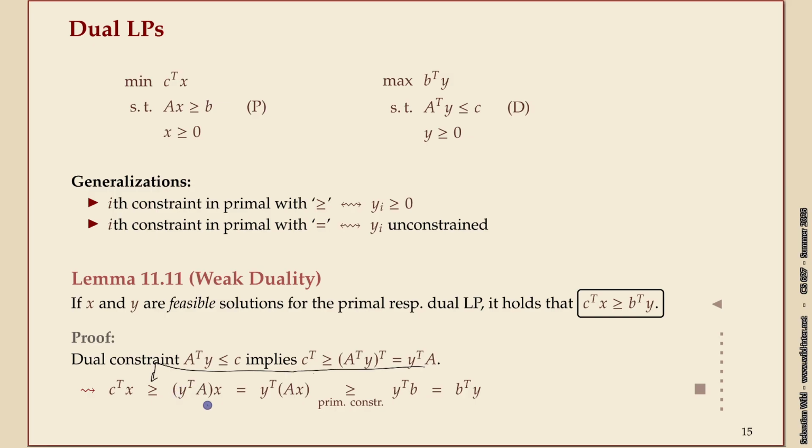Then you have this associativity. You change the order of the parentheses. Then you use the primal constraint on AX. And that gives you a bound on B here, and then that's a scalar. It's just a number. So if you take YTB or BTY, it's the same. That's weak duality. Okay, so you can always get this bound, and that's almost by definition. We've chosen the LPs so that this is the case.